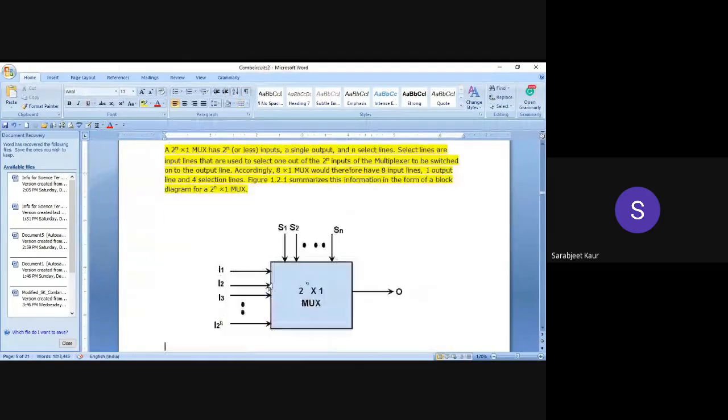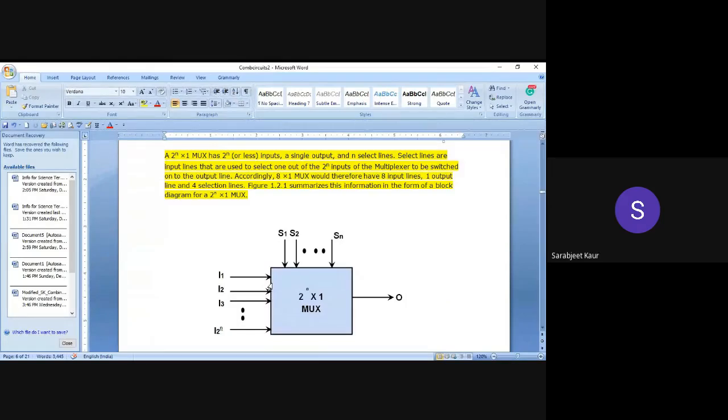Okay. Rupali, yes, please read. A 2 to the power n cross 1 MUX has 2 to the power n or less inputs, a single output, and n select lines. Select lines are input lines that are used... yeah, just a second.